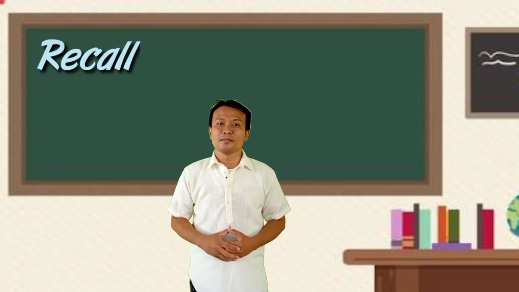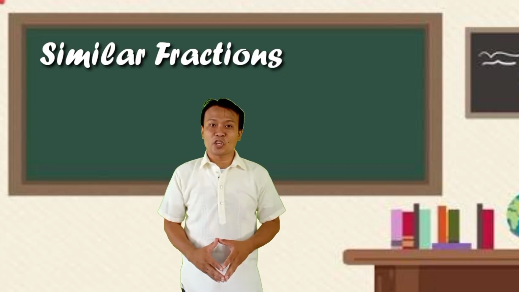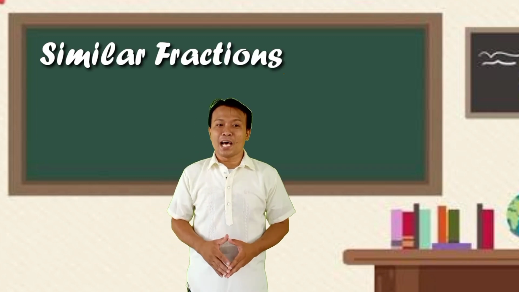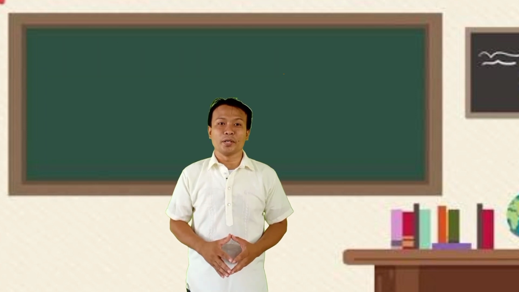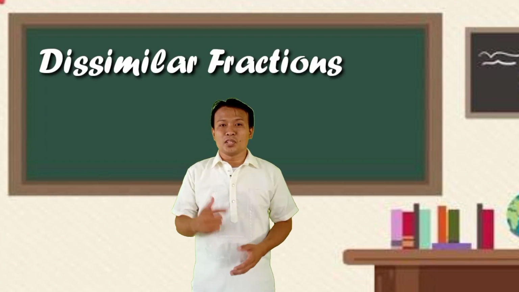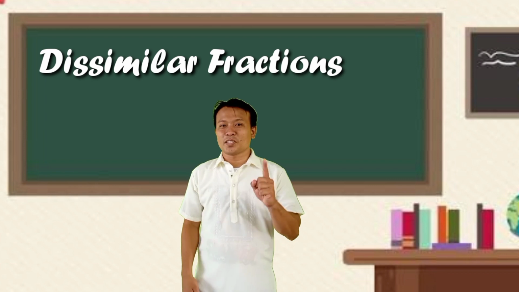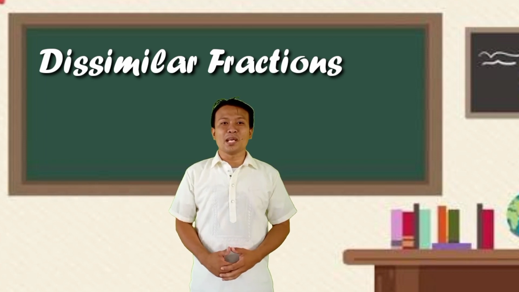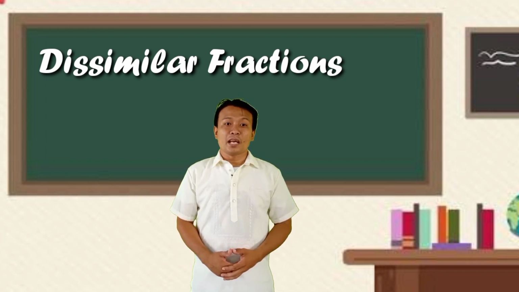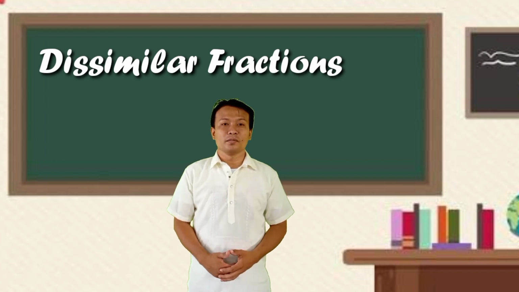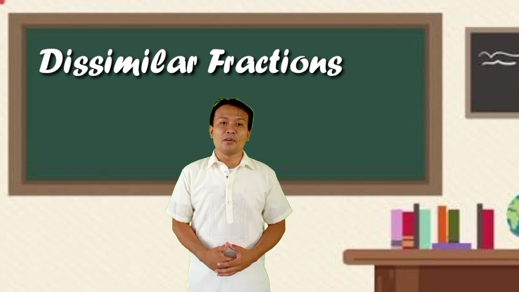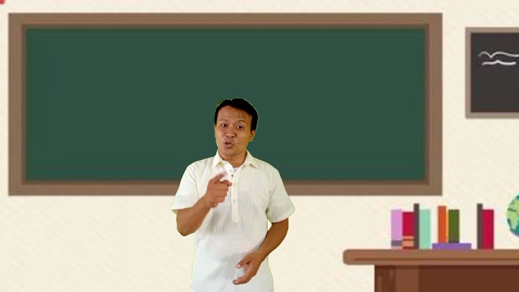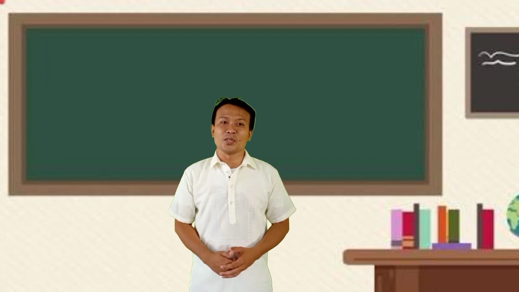Before we proceed to our discussion proper, let us first recall the process of adding and subtracting fractions. If it is similar fraction, simply add or subtract the numerators and copy the common denominator. If it is dissimilar fraction, first find the least common denominator or LCD, then write the equivalent fraction. Then proceed to the rules of adding and subtracting similar fractions. Make sure to simplify your answers.